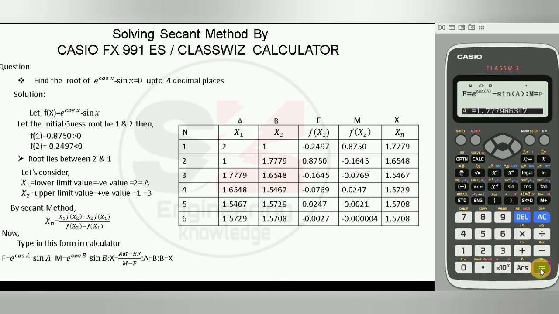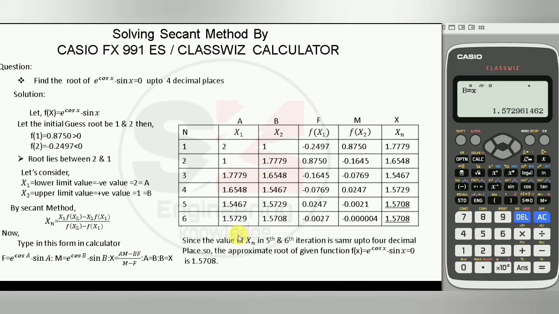Then in this way you can solve the equation by iteration up to 4 decimal places. Then after solving, only by pressing this equal to button, we will get all the values of this table in this way. Then at last, since the value of xn in the 5th and the 6th iteration, that is in this row, is the same up to 4 decimal places.